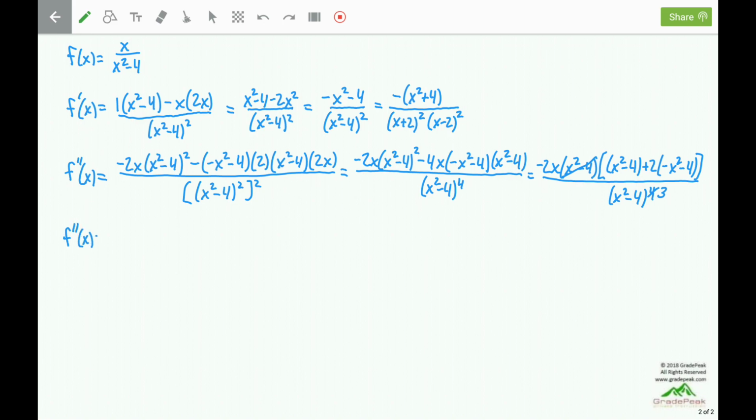So f double prime of x equals negative 2x. Inside of the square brackets, we can distribute the implied positive 1 in here, which will leave x squared minus 4. And we can distribute the positive 2 in here, which will be a negative 2x squared minus 8. All of this is over x squared minus 4, which is now cubed.